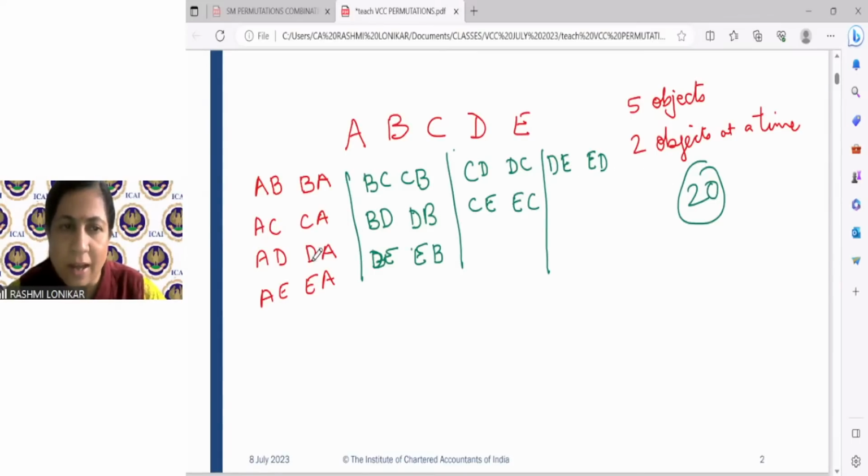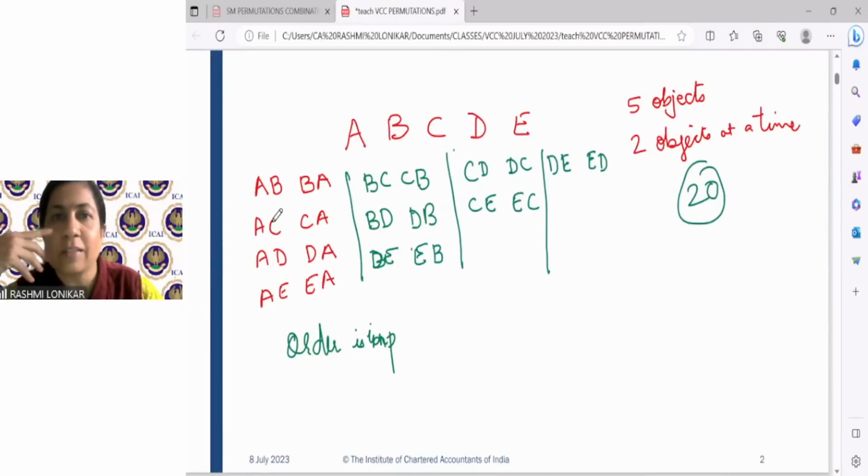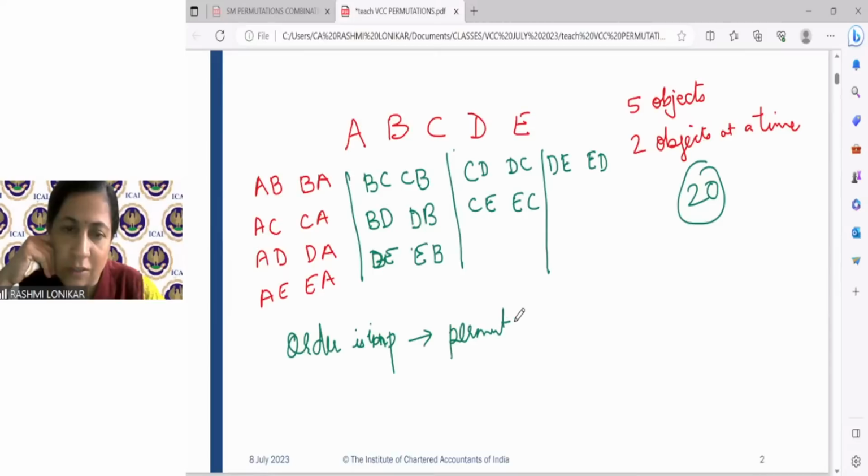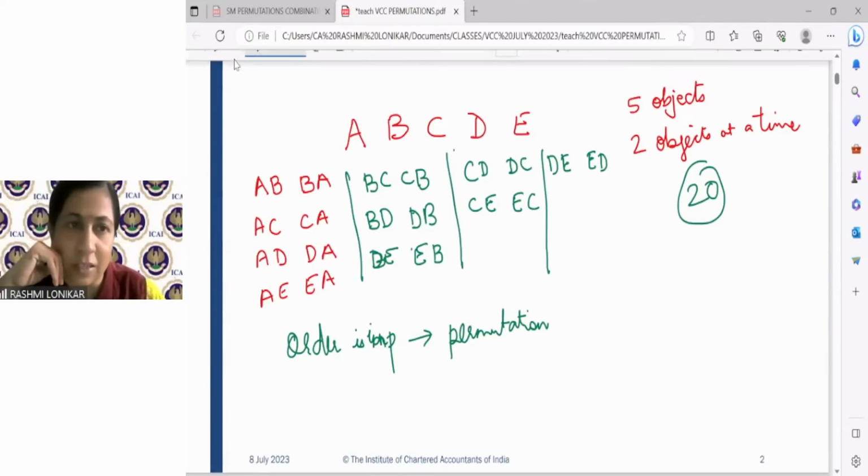Now when I say AB and I say BA, the order is important. For example, who has come first in the class? If I say AB or BA, that matters. If A has come first, he will get annoyed: why are you saying B has come first? So when order is important, you say this is permutation. When the order is important, it is permutation.